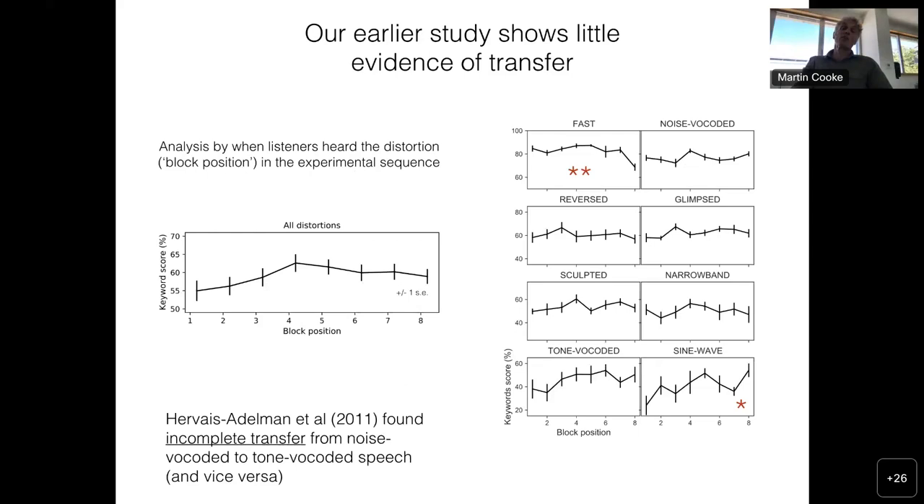In fact, we can start to answer this question by looking at the earlier study. Because listeners were counterbalanced across conditions, we can look at whether the distortions heard in later blocks were perceived better, were more intelligible, than those in earlier blocks. And there seems to be a bit of an effect here, but there also seems to be a potential fatigue effect at the end. This is overall distortions, but looking at the individual distortions, there is actually only a benefit in the sine wave case, statistically speaking. And something we couldn't really explain is that those listeners that heard the fast speech at the very end actually suffered quite badly. This ties up with incomplete transfer found in an earlier study looking at whether noise vocoded and tone vocoded speech cross transfer. So far the evidence is actually quite shallow for any kind of transfer.